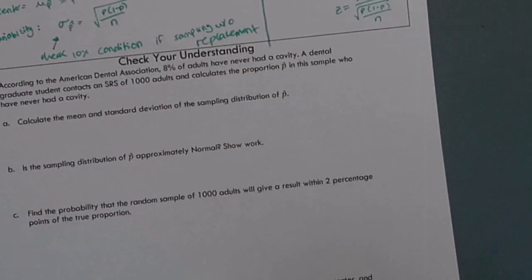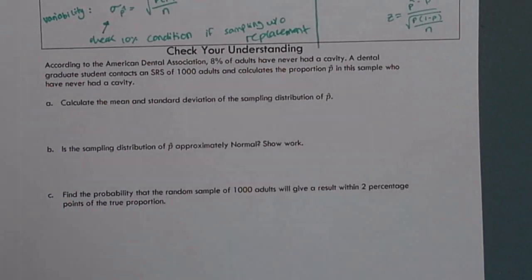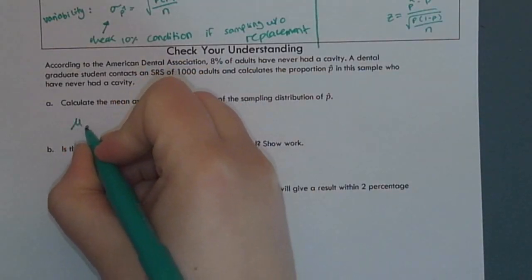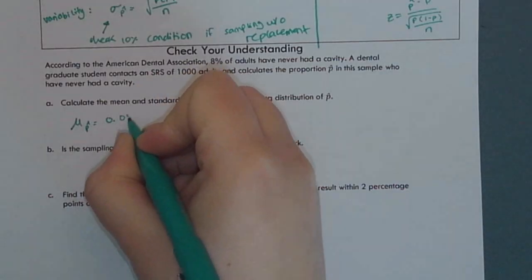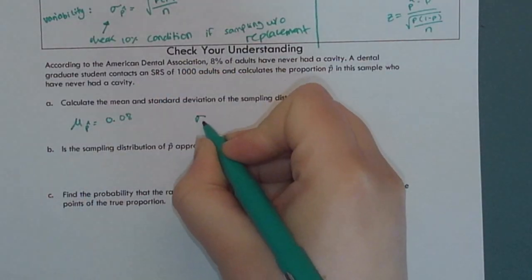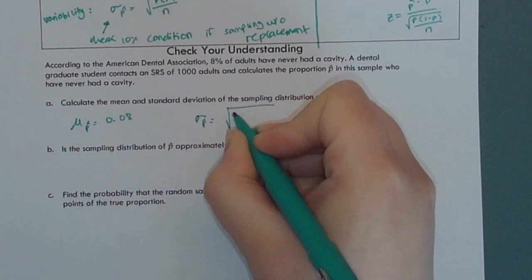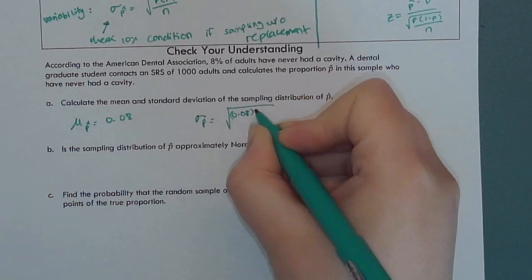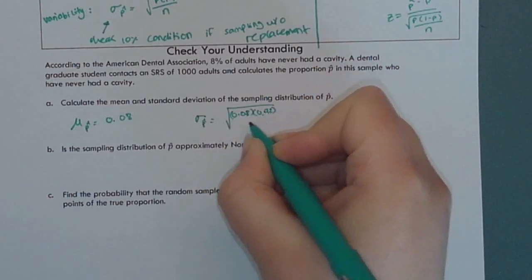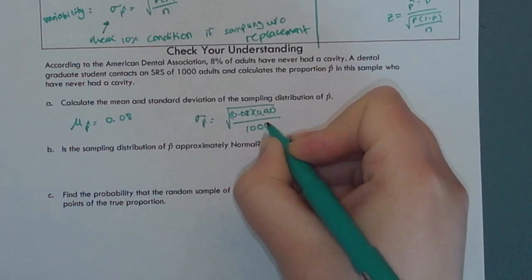Alright, according to the American Dental Association, 8% of adults have never had a cavity. A dental student contacts a simple random sample of 1,000 adults and calculates the proportion p hat in this sample who have never had a cavity. So our mean p hat is going to be the 0.08. Our standard deviation is the square root of 0.08 times 0.92 over 1,000, which is 0.009.